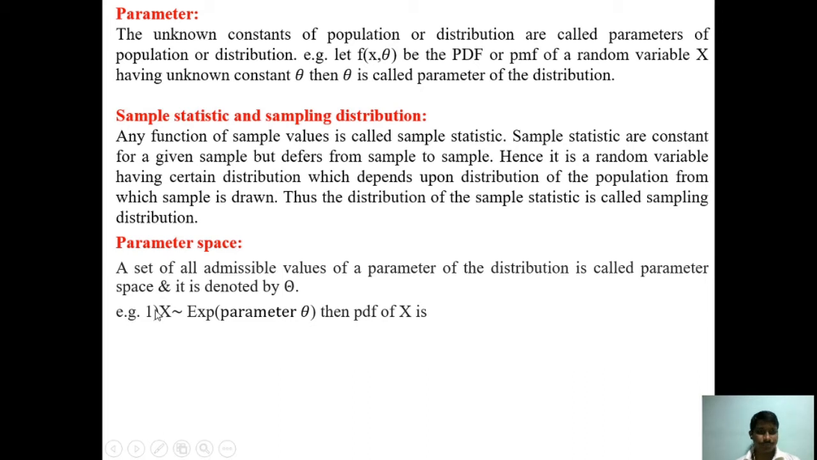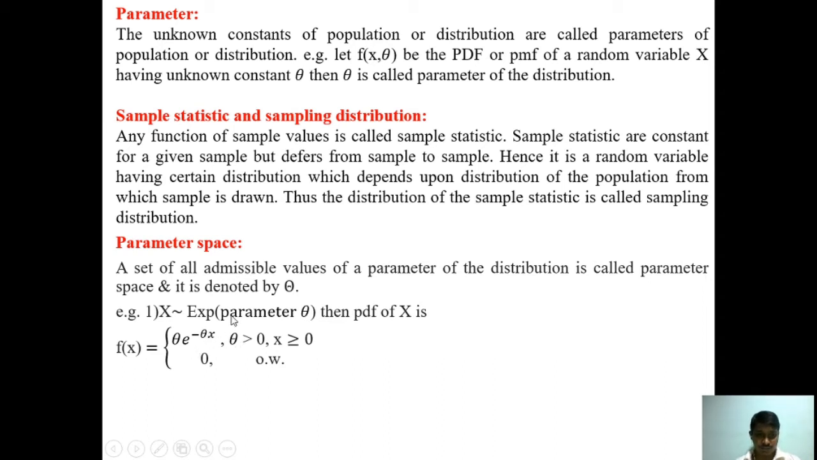The first example, a random variable capital X follows exponential distribution with parameter theta. Then the PDF of X is the PDF. We know that the PDF of exponential distribution is f(x, theta) is equal to theta into e raised to minus theta x, where theta is greater than 0 and x is greater than or equal to 0, and 0 otherwise. In this PDF we can see that the range of theta is theta greater than 0.